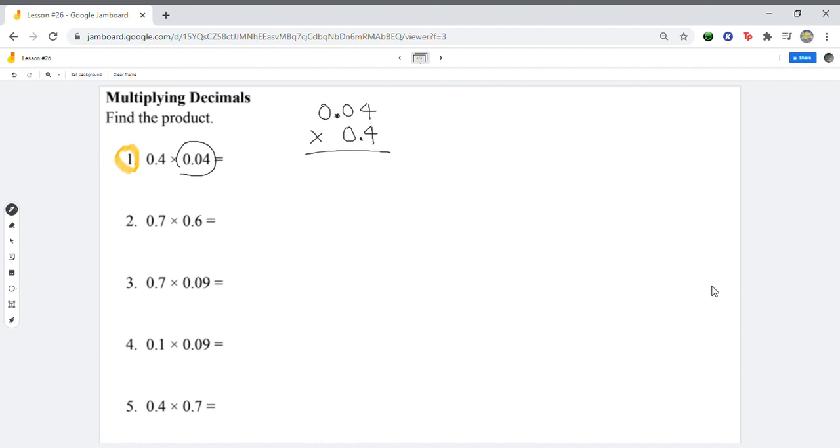And so after you've written it out like this, all you're going to have to do is just multiply them. So ignore the decimal first when you're multiplying. We're going to worry about the decimals after. Right now, without the decimals, we're just going to multiply them normally like how we would multiply numbers. So 4 times 4 is 16.